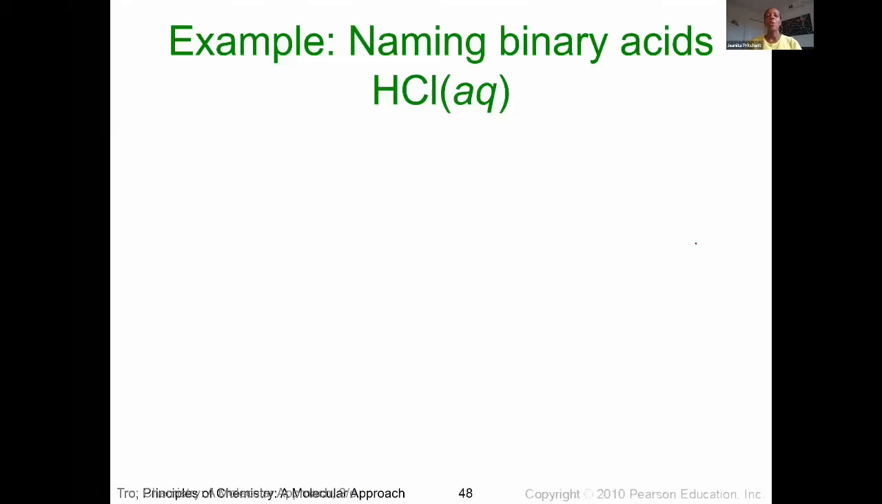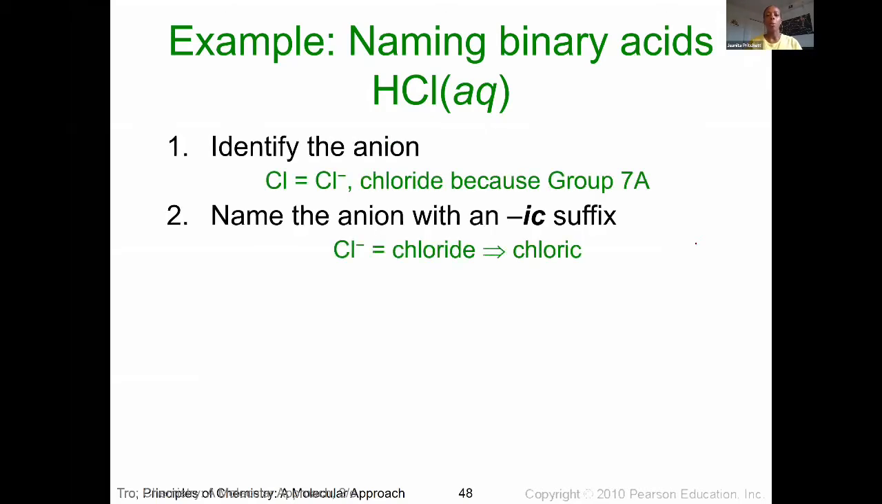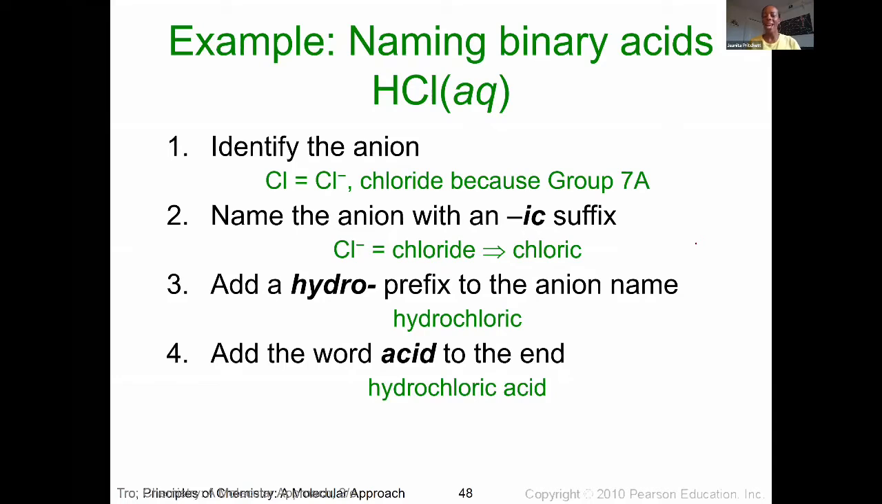All right, and so again, here you can see this example with HCl that I've already walked through, and we know that there's the chlorine ion that's present. We know that that would make it chloric, and hydrochloric would be the prefix added, and then we add acid to the end.